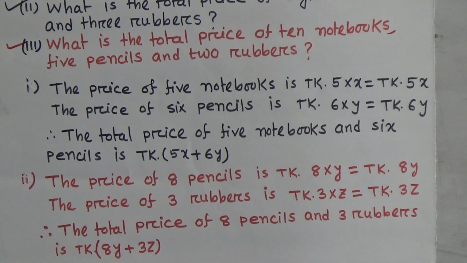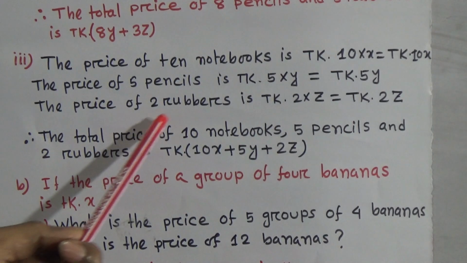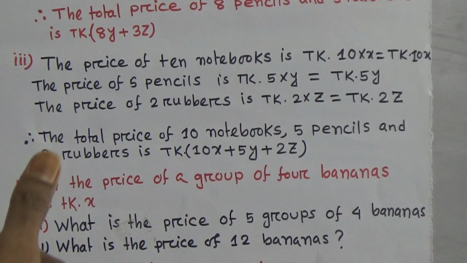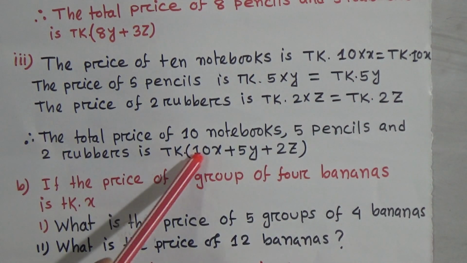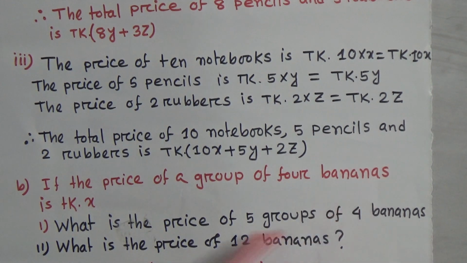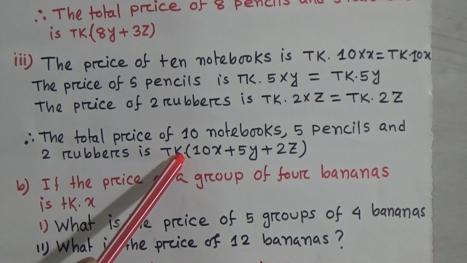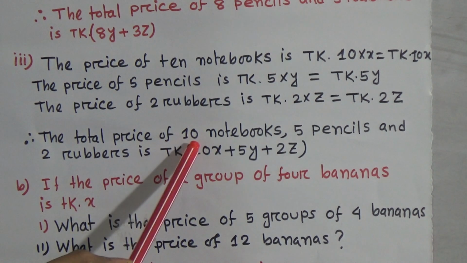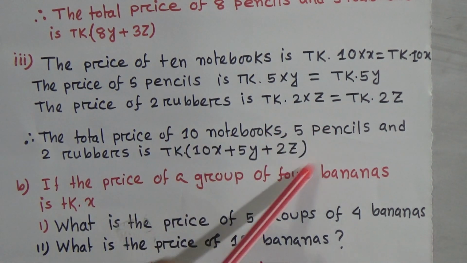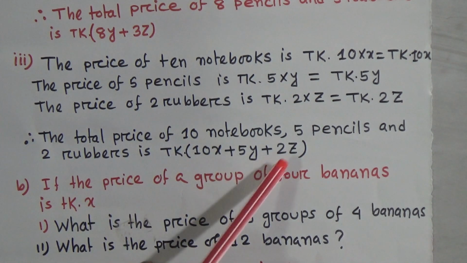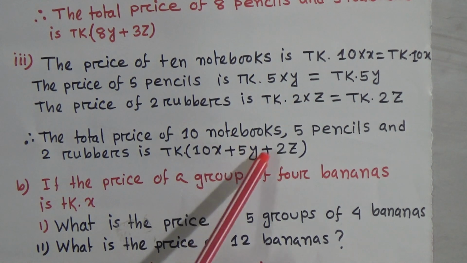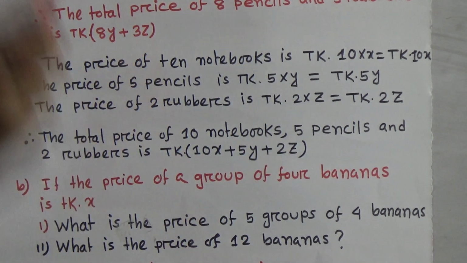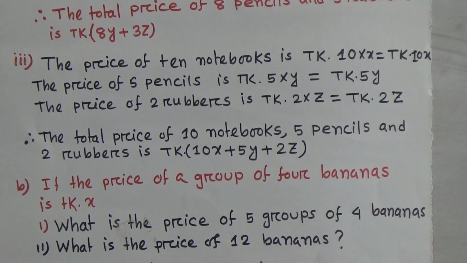The price of 5 pencils is what? 5 into Y, that means 5Y taka. The price of 2 rubbers is taka what? 2 into Z, that means 2Z taka. Now, according to the question, the total price of 10 notebooks, 5 pencils and 2 rubbers is taka, look, 10 notebooks is taka 10X, 5 pencils is 5Y and 2 rubbers is 2Z. Adding this, we get taka 10X plus 5Y plus 2Z. Okay, student, this is the solution for the CQ number 7.